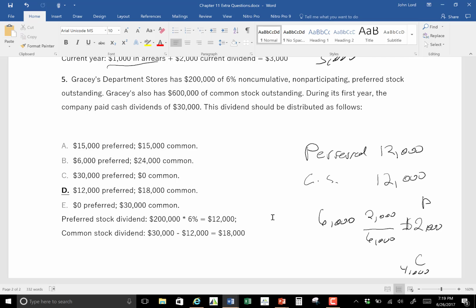Number 2: cumulative dividends must be paid to the preferred shareholders before anything gets paid to common shareholders, whether the dividend is declared or not. Is that what I said? Right? Let's say 3 things. How many did I give you? 2. That's it, because we're not going to get into the participation.